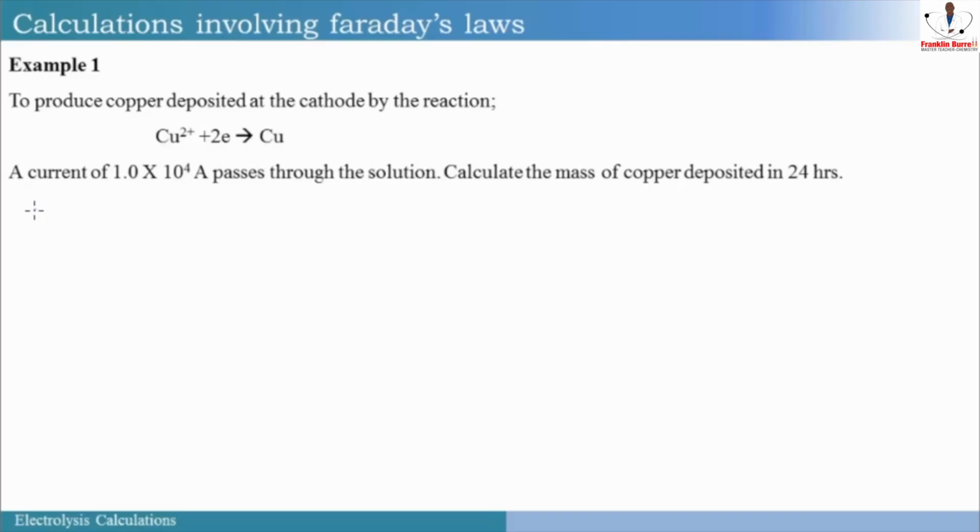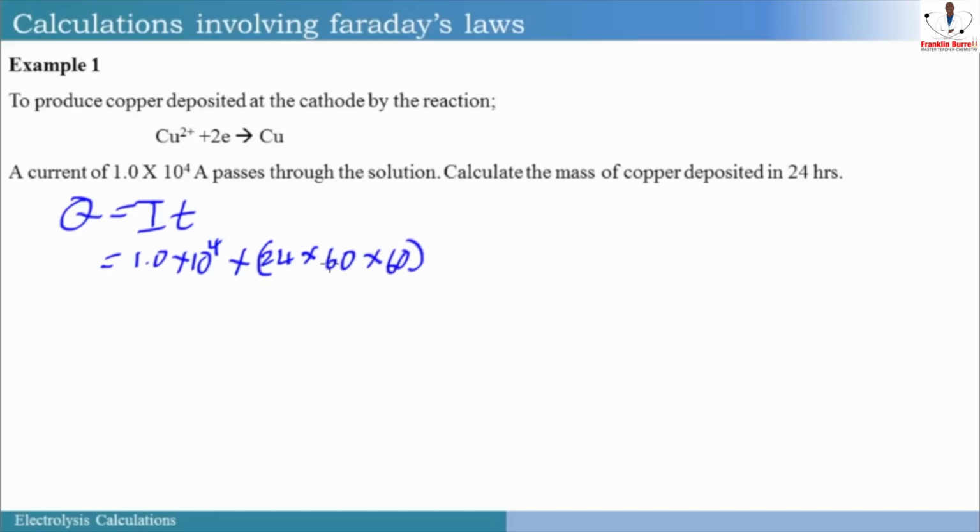The first thing we must do is to calculate the quantity required to find out the mass deposited. So in this case, we're going to start with Q equal IT. So we know that I is in ampere, so it's 1.0 times 10 to the 4 times time, which is 24 hours. But remember, we must convert from hours to minutes to seconds.